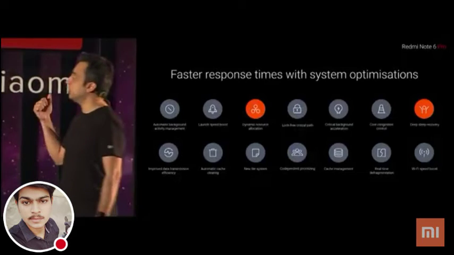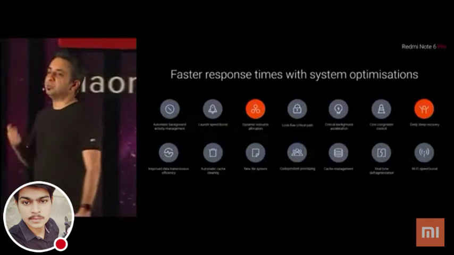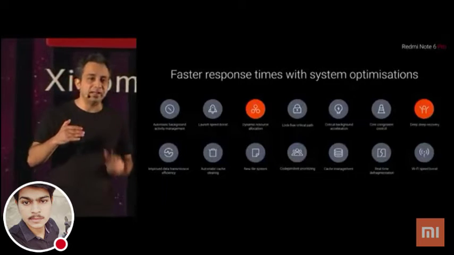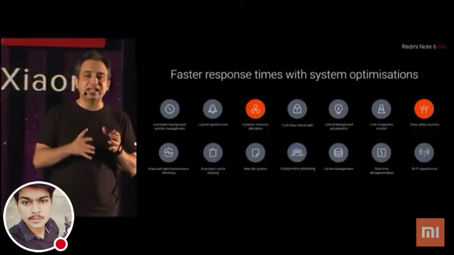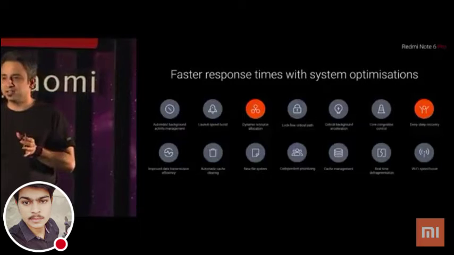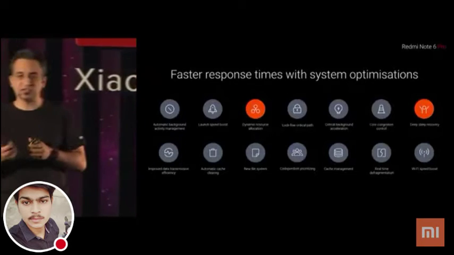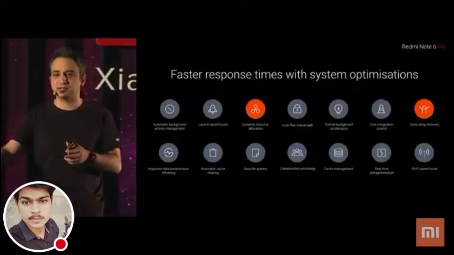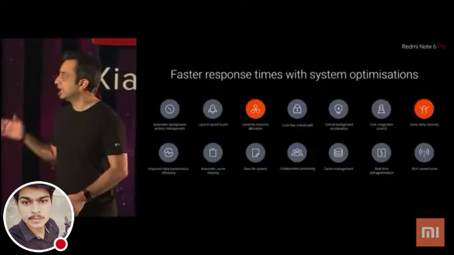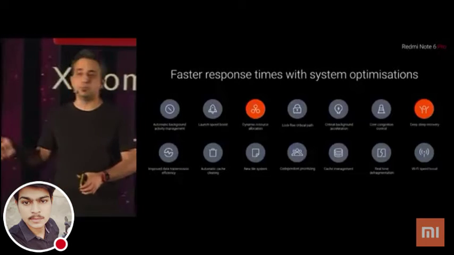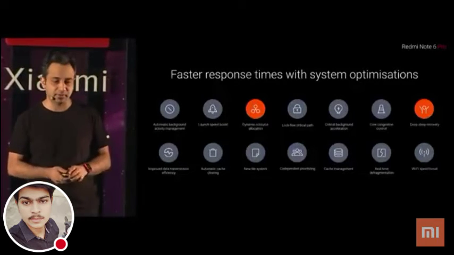But with MIUI 10 on the Note 6 Pro, the moment you power on the device and go into an app, it's able to recover a lot faster, and hence you do not feel those lags. Those lags come in when you first start using a particular device after it's been lying around for like an hour or 2 hours. Now with Note 6 Pro and MIUI 10, that will not happen.